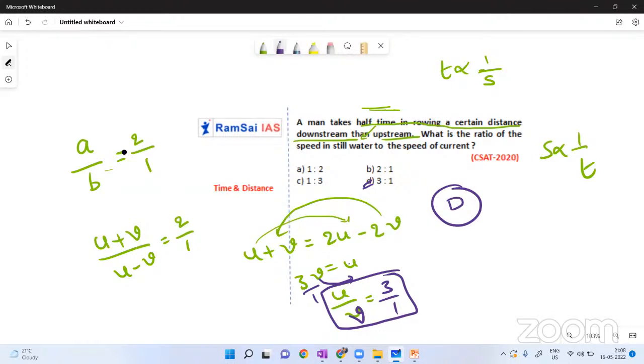So guys, hope you got clear idea on complete time speed distance covering relative speed, average speed, and the basic concepts, and in the circular motion, trains and boats and streams, everything we covered.